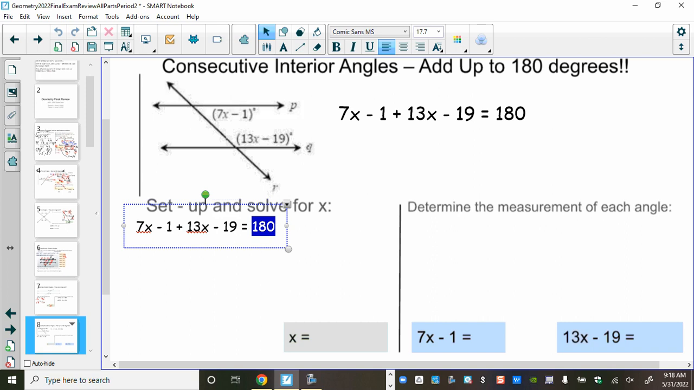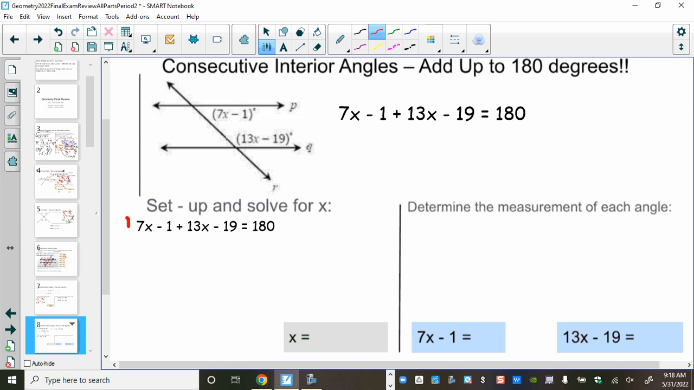Now, unlike the previous problem, the 7x and the 13x are on the same side. So do we add them, subtract? What do we do here? What's going on with the 7 and 13? Are we doing opposites or just add them up as is? Same side. Think about money in a pocket. You have 7 in one pocket, 13 in another. How much total do you have? What's 7 plus 13? 20.